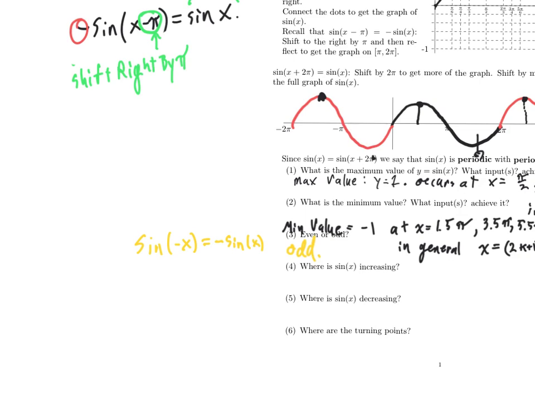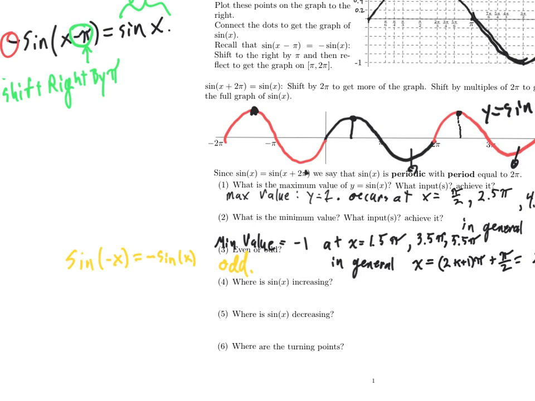Where is this function increasing? So let's try to trace that out. Starting at the origin is a good place to start. So it appears to be increasing at the origin. The slope seems to be positive. And it keeps on increasing until we make it to pi over 2. So it's increasing from something to pi over 2.